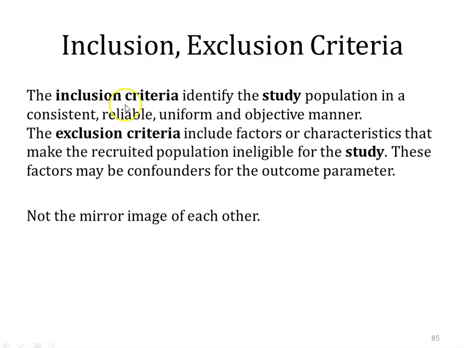Lastly is your inclusion exclusion criteria. These are the criteria of including people based on presence or absence of some variables to make the sample uniform. An exclusion criteria is used to exclude people from your study sample based on some factors that make them ineligible for your study, and these should not be the mirror image of each other. For example, you want to include people 30 plus years of age, you will not write here exclude people less than 30 years.